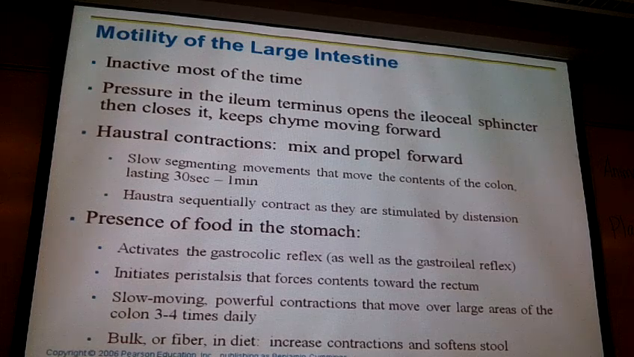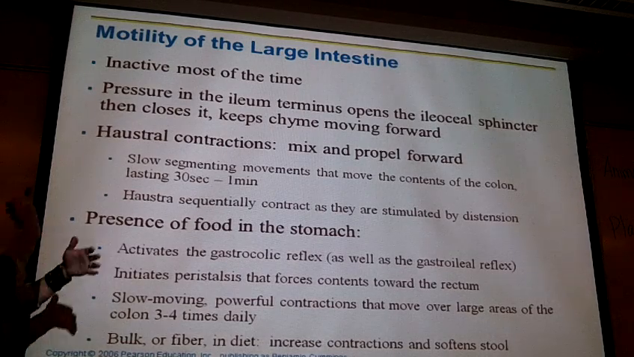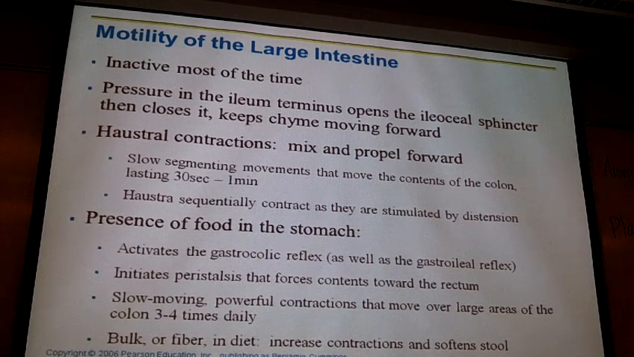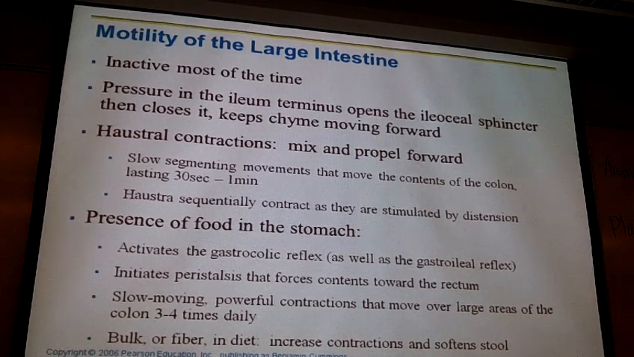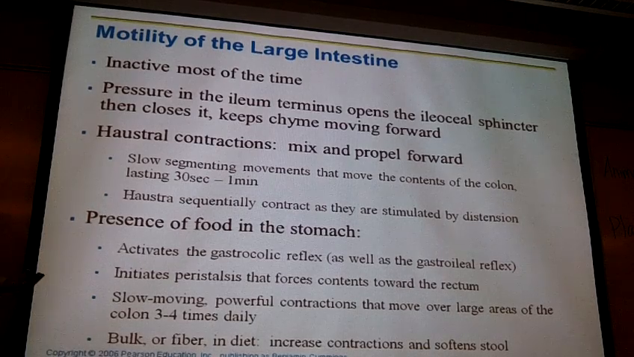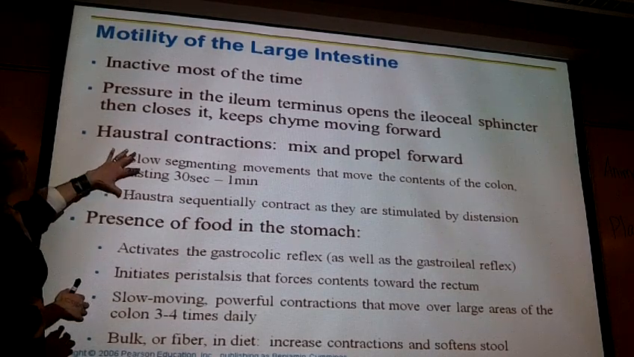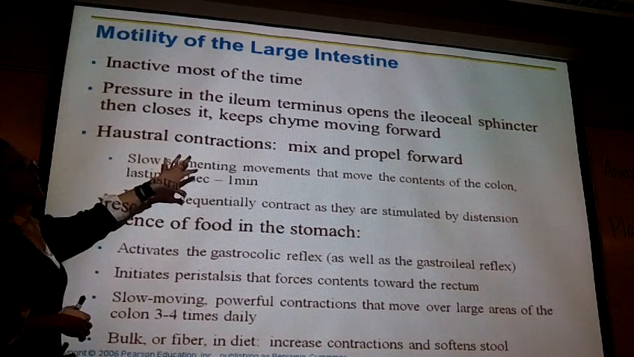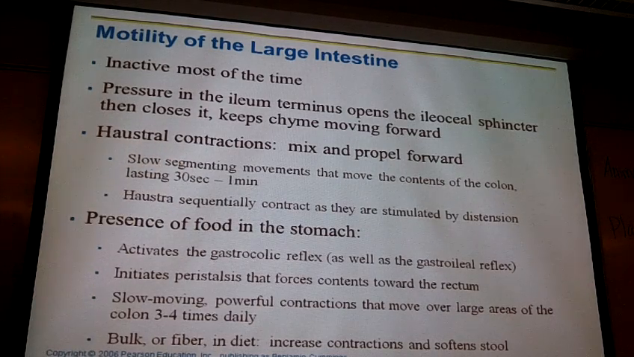So in terms of motility through the GI tract, most of the time the large intestine really is not doing a whole lot. It's relatively inactive, and then you'll have these slow, what are called haustral contractions that mix and then propel the material forward.